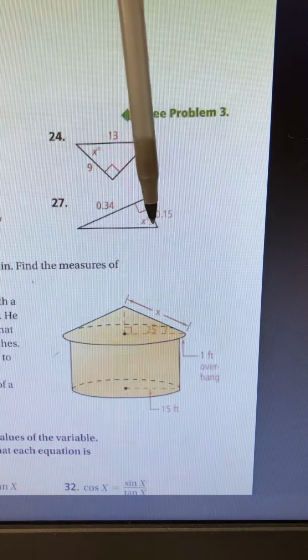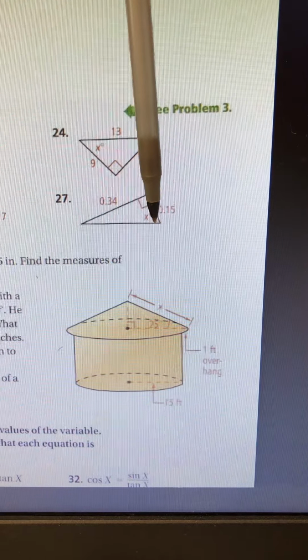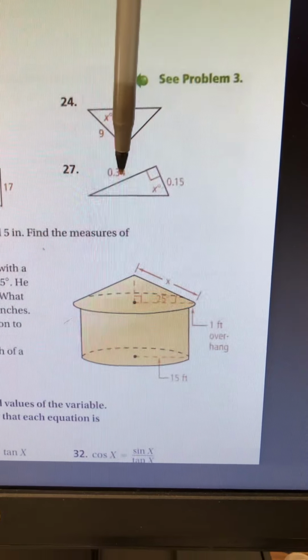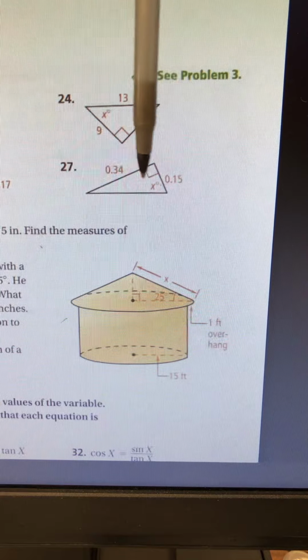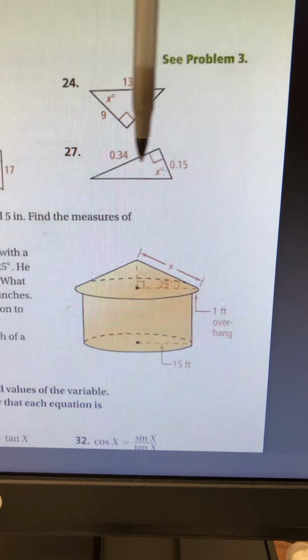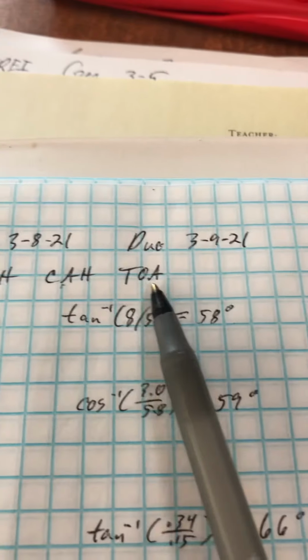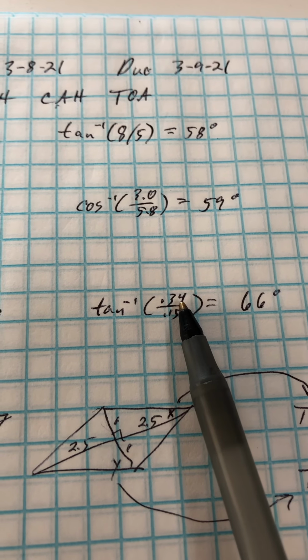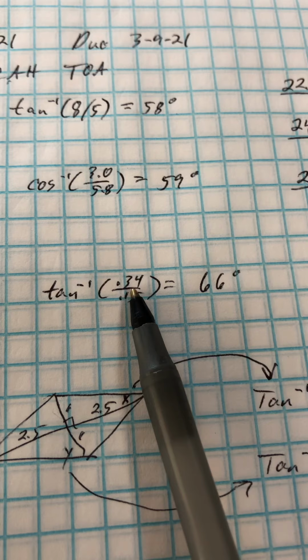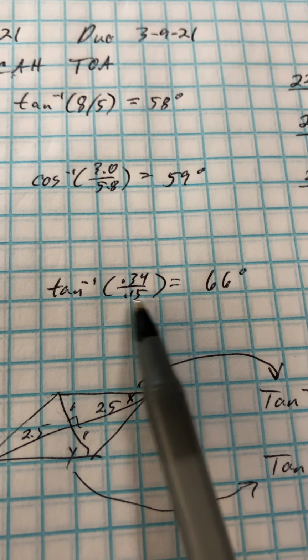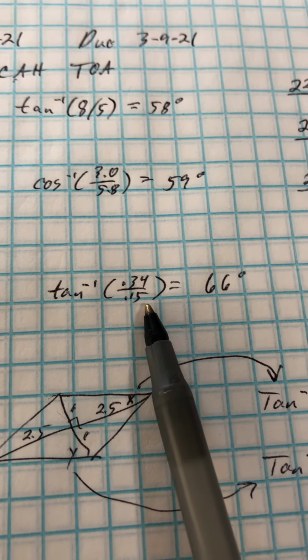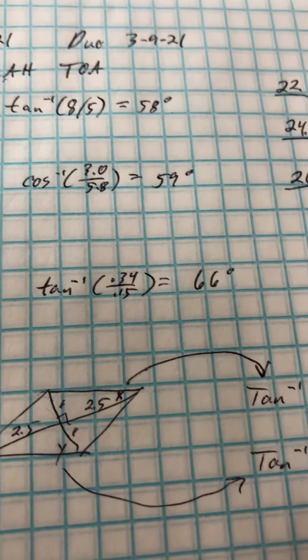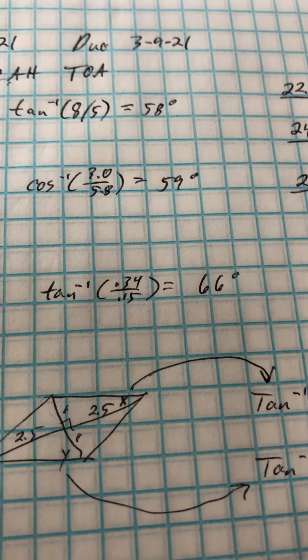For 27, from this perspective, I'm looking for this angle here. I am given the opposite and the adjacent, so OA again. Which one has OA in it? This one, tangent. So I'm going to use the tangent inverse function to figure out what the angle is, and that would be the opposite over the adjacent, the 0.34 over the 0.15, and that gives me 66 degrees rounded to the nearest degree.